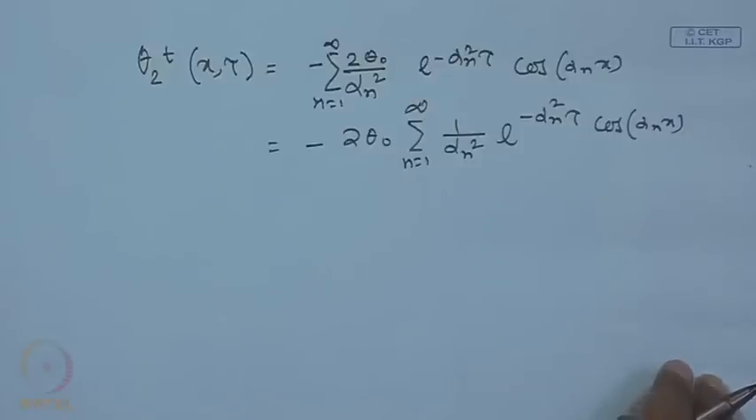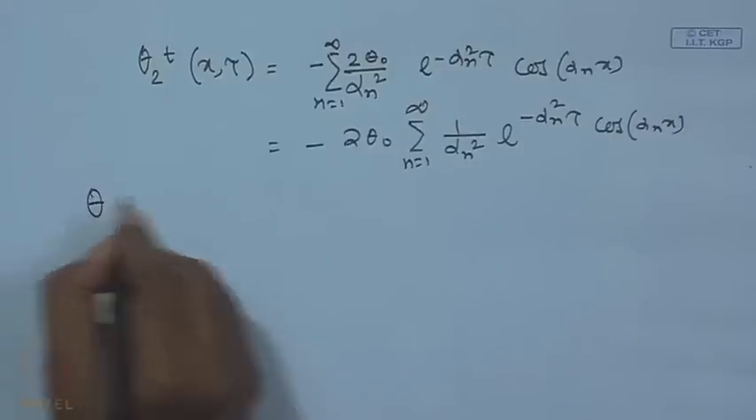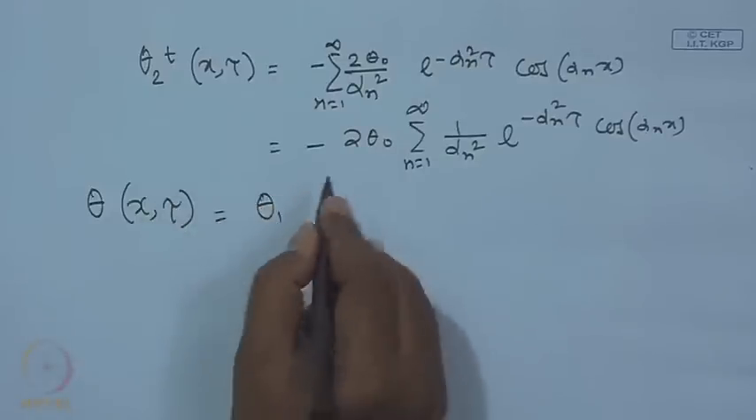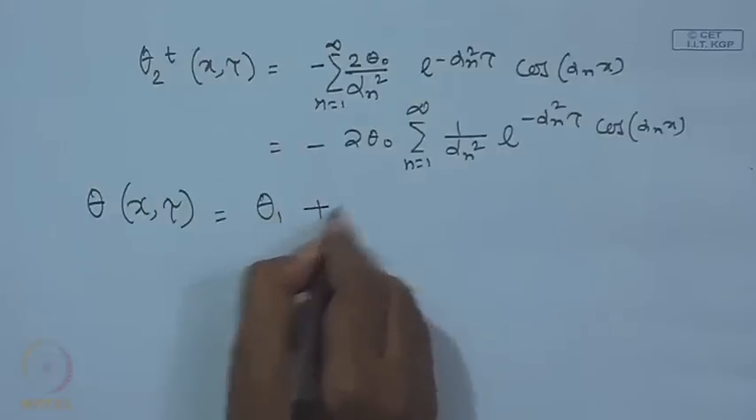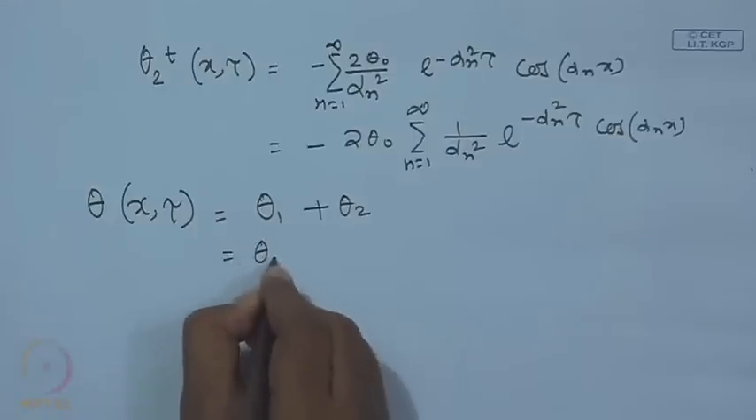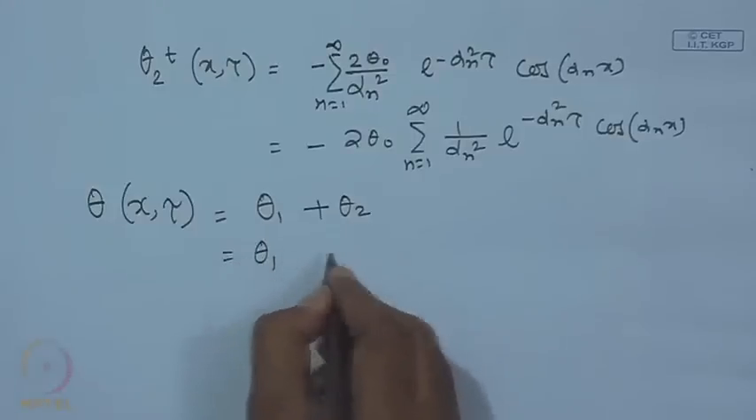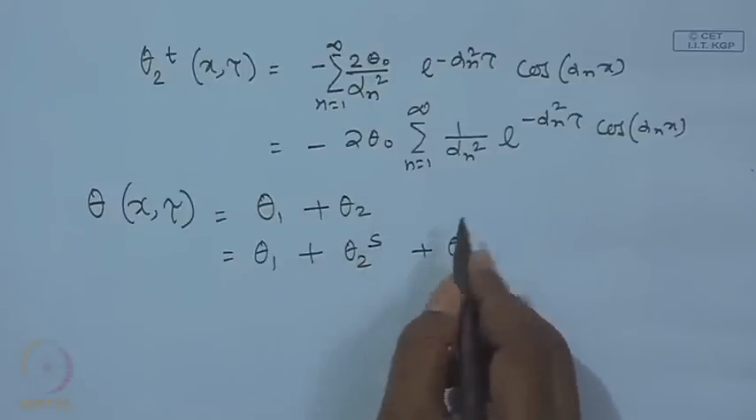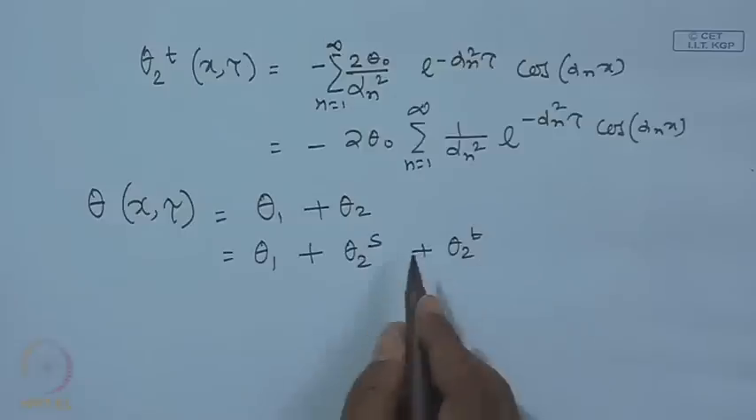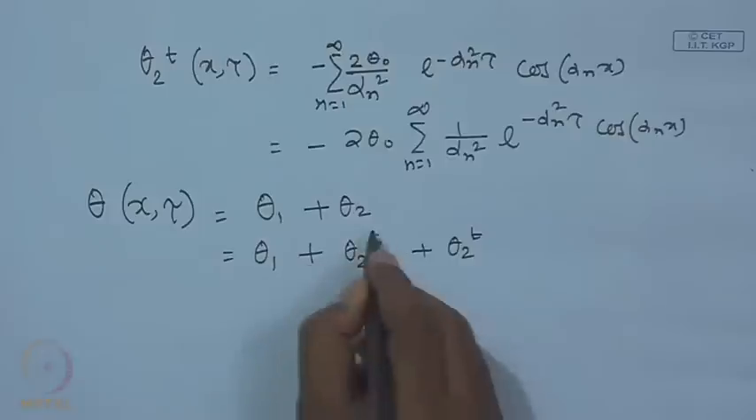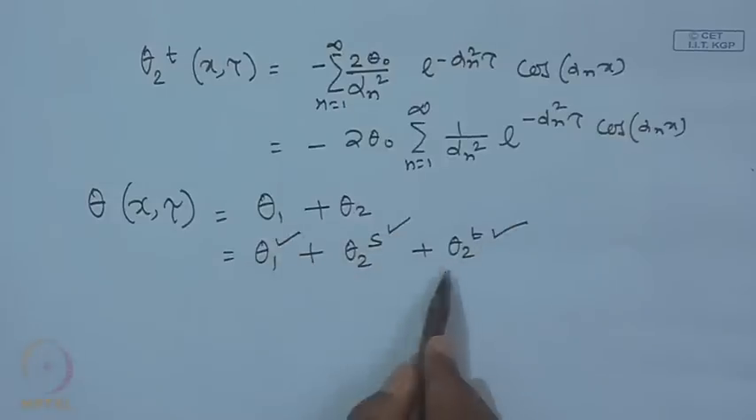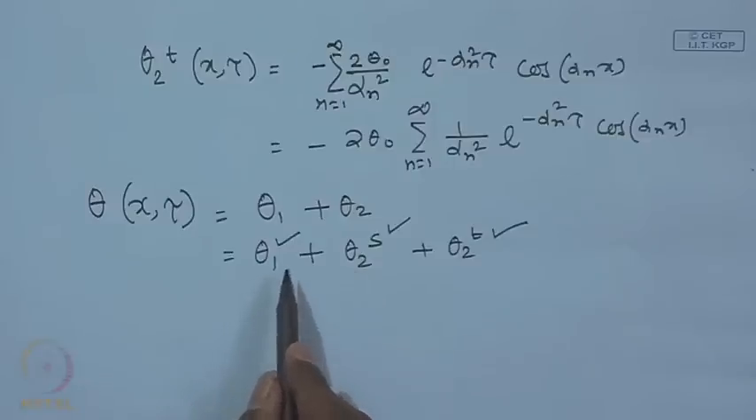Therefore, we can construct the overall solution theta of our original problem. It was divided into two parts, theta 1 plus theta 2, and we completely solved the theta 1 part and the theta 2 part. We had two parts of theta 2, theta 2 steady state plus theta 2 transient, and we have completely solved theta 2 s. We have completely solved theta 2 t, and we have completely solved theta 1. So, the summation of all these three parts will give rise to the complete solution of theta.